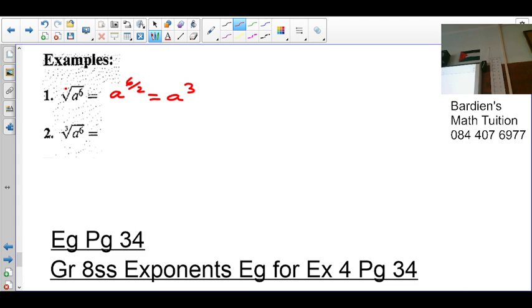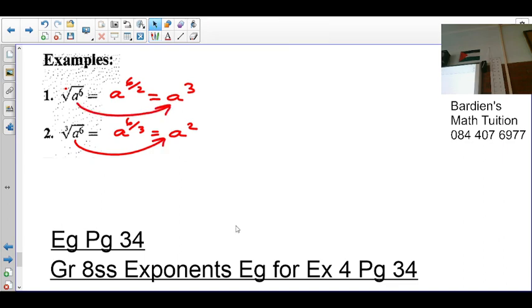Alright, the next one would be a to the exponent 6 over 3, which is a to the exponent 2, which is a squared. Any confusion? You all understand? You could have gone from this straight into the answer also. There's no, you won't lose any marks. Neither will you gain extra marks.